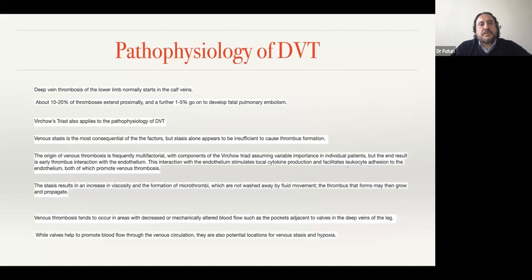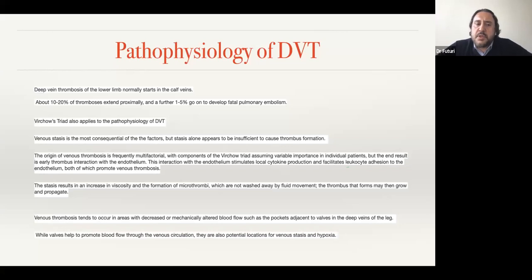The pathophysiology of DVT essentially, again, are blood clots that happen in a similar manner but begin in the lower calf veins. Again, about 10 to 20% of thrombosis extend proximally. So they'll begin in the lower distal and then move upwards. And about 1 to 5% will go on to develop some type of fatal pulmonary embolism. Virchow's triad also applies to the pathophysiology of DVT. As you recall, both DVT and PE have similar pathophysiology.